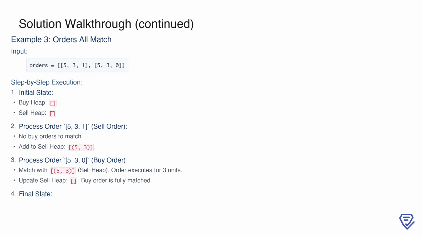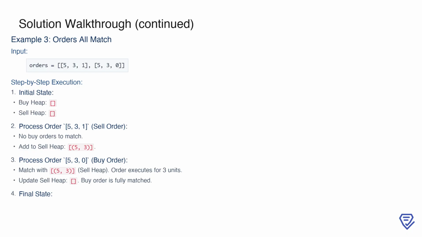Now, let's consider a simpler case where all orders fully match. The input here is 5, 3, 1, 5, 3, 0. We will again process these orders step by step. Initially, both heaps are empty. The first order, 5, 3, 1, is a sell order for 3 units at a price of 5. Since there are no buy orders to match, this order is added to the sell heap, resulting in 5, 3.